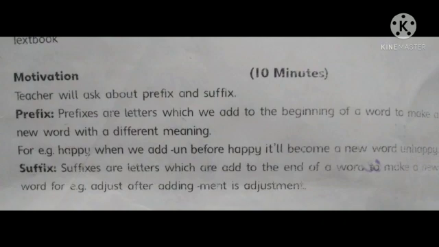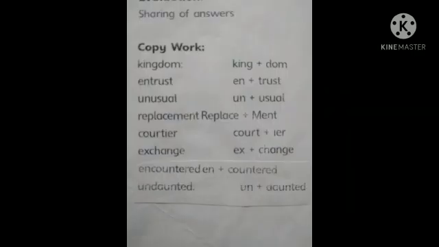Before starting the exercise, we will check what suffixes and prefixes are. Prefixes are letters which we add to the beginning of a word to make new words, and suffixes are letters which we add at the end of the word to make new words. Now clear? Now in this column there are almost 8 words, and we will separate root words and their prefixes and suffixes. You can see on this page all these words are written in their correct way. The first word is kingdom, king and dom. Next, interest, unusual, replacement, courtier, exchange, encountered, undaunted. Now these were the suffixes and prefixes with their root words.